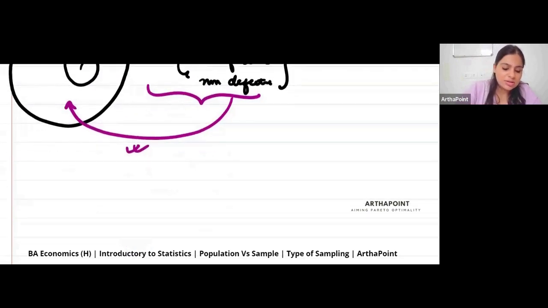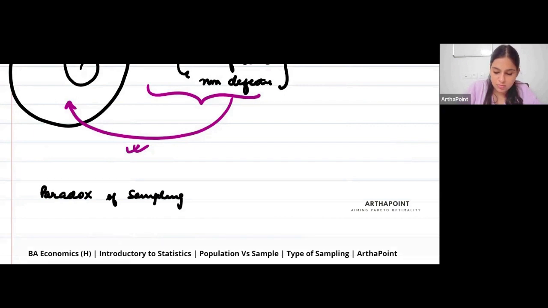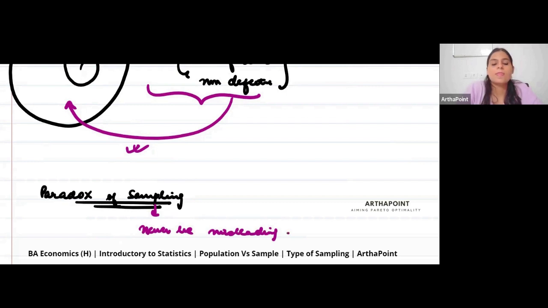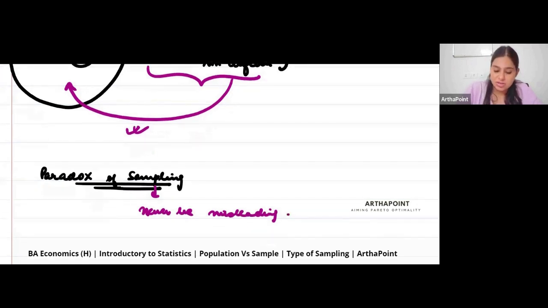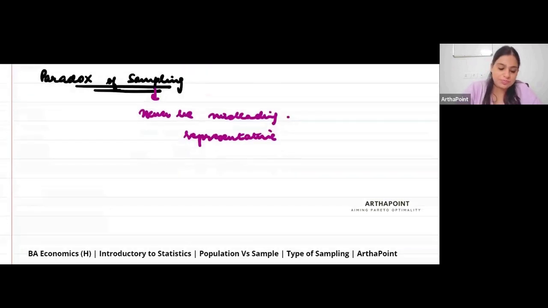Now, here in sampling, we have something that is known as the paradox of sampling. The paradox of sampling says that a sample should never be misleading. It should be representative. I'll give you an example.